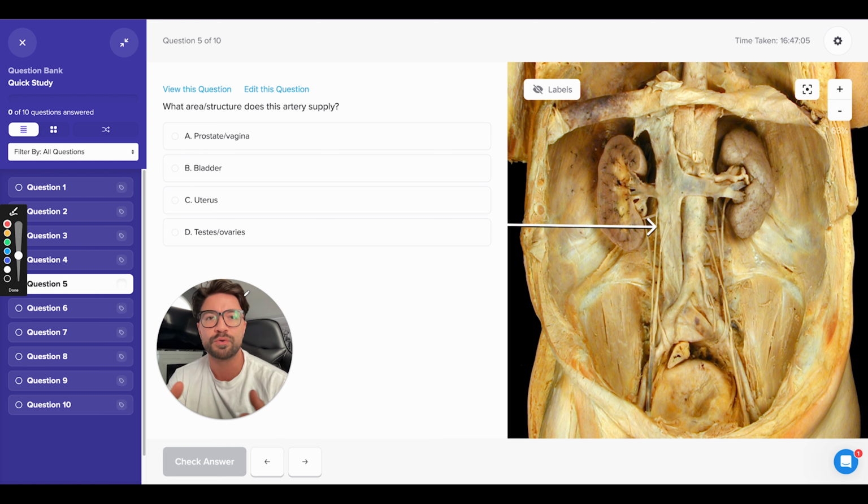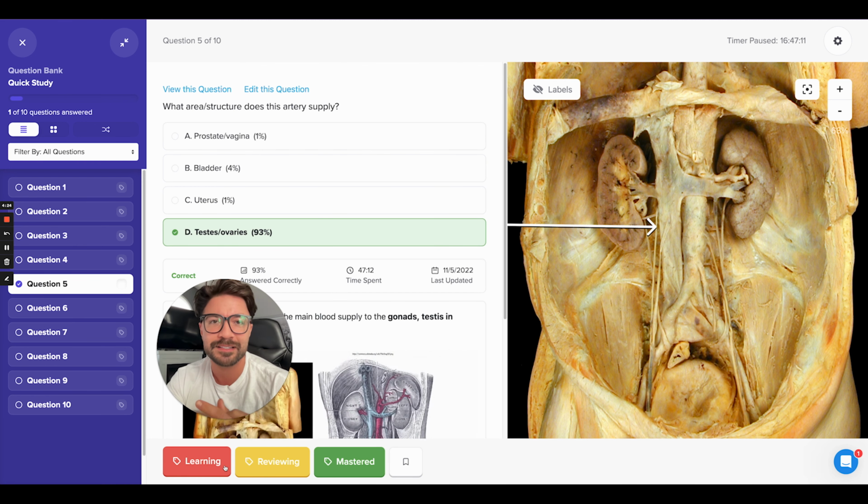So what does our right gonadal artery supply? Well, this is going to supply either the testes or the ovaries. So the correct answer in this case is testes or ovaries.